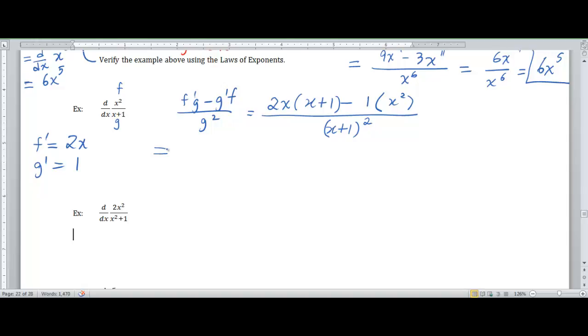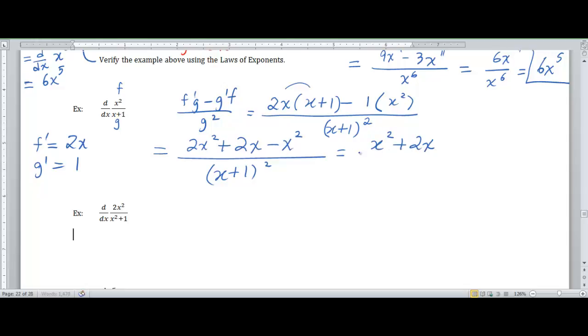And now we want to distribute this guy. So 2x squared plus 2x minus x squared over (x plus 1) squared. And the 2x squared and x squared combine, so you get x squared plus 2x over (x plus 1) squared. Okay? And then this is perfectly fine.